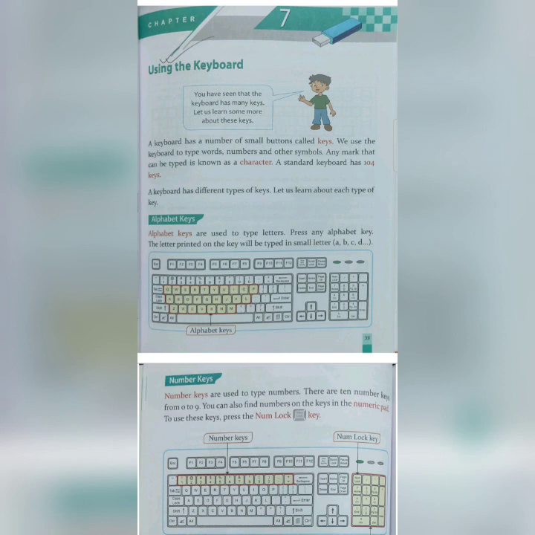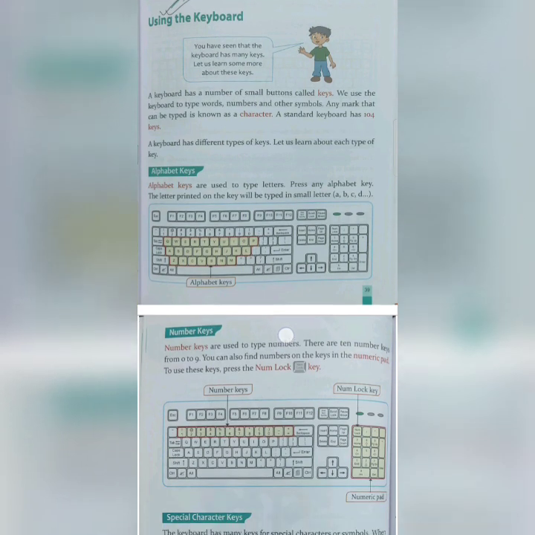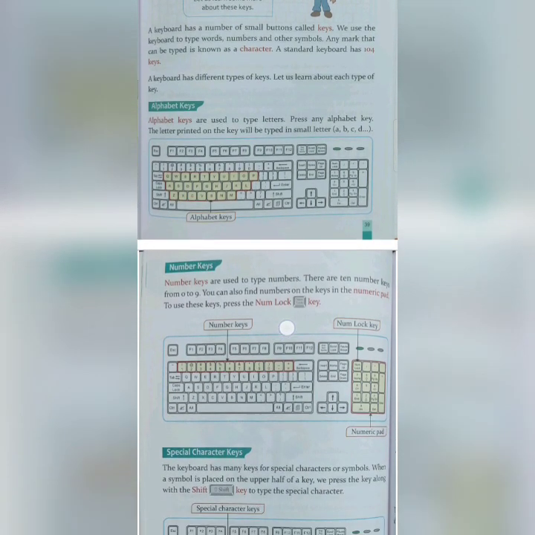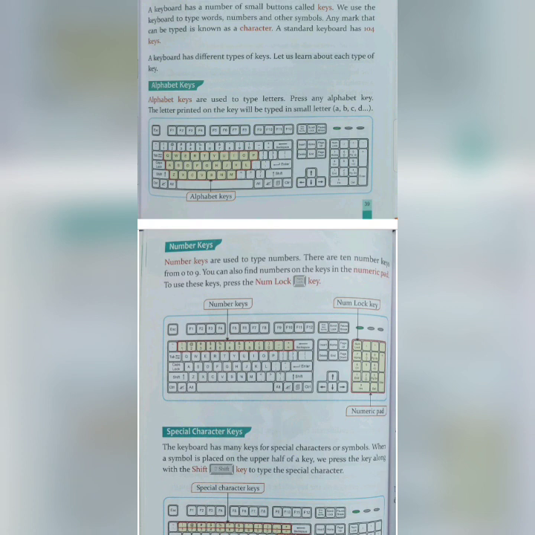So basically, a standard keyboard has how many keys? 104 keys. And anything that you write is known as a character on a computer. Any kind of mark, whether it is a full stop or a question mark, whatever. And all the small buttons that are present on the keyboard are called keys. Okay. A keyboard has different types of keys. Let us learn about each type of key.